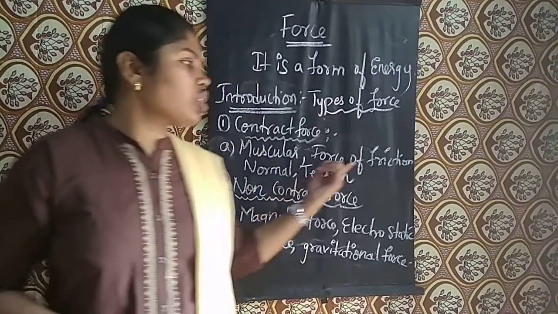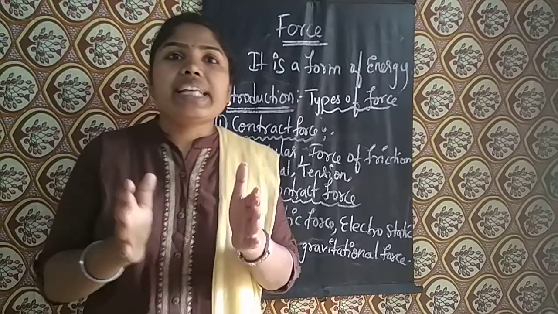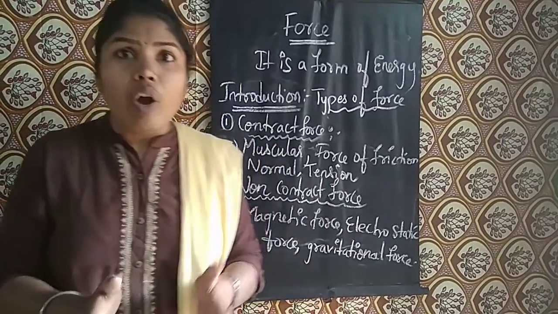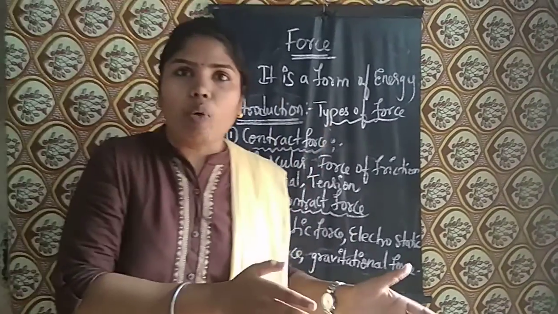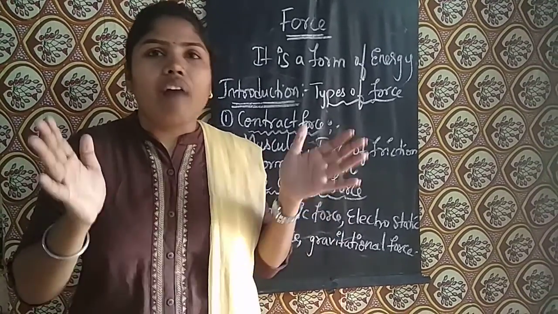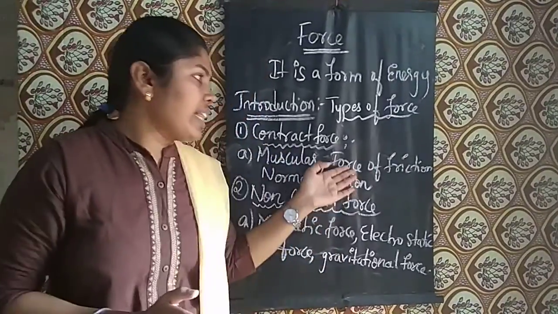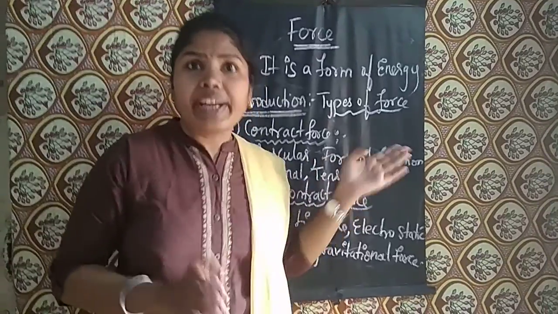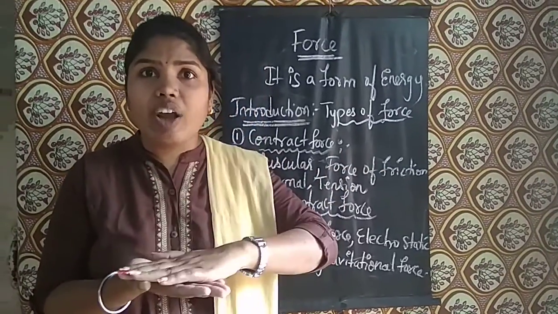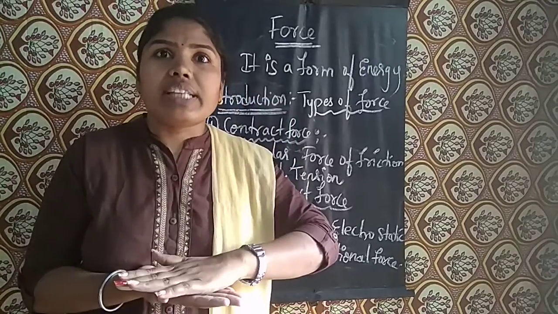Next one is force of friction. Force of friction is nothing but a resistance to the movement of a body on the surface of another body. Without friction we can't even stand on our floor. So friction is needed. It is nothing but a force of friction. It also needs the surface of another body, and the two bodies must be in contact.